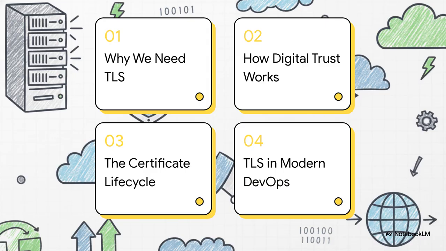Here's what we're going to cover. First, we'll hit the fundamentals. Why do we even need this stuff? Then, we'll pull back the curtain on how digital trust actually gets built online. After that, we'll get practical and talk about the certificate lifecycle and why automation is so key. And finally, we'll tie it all back to the tools and platforms you use every single day.